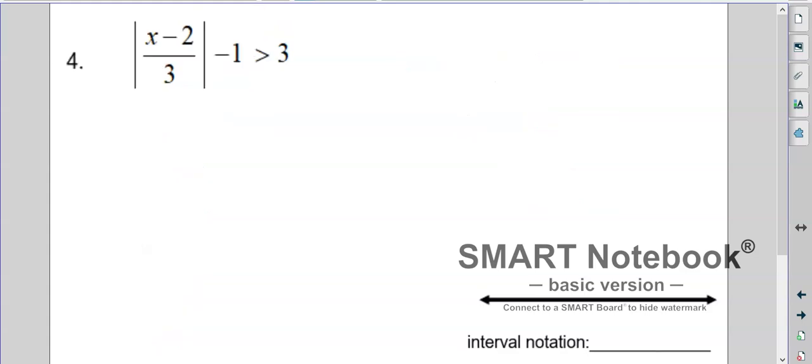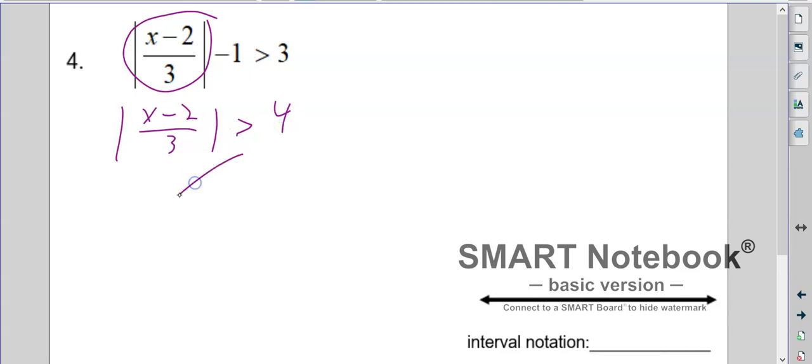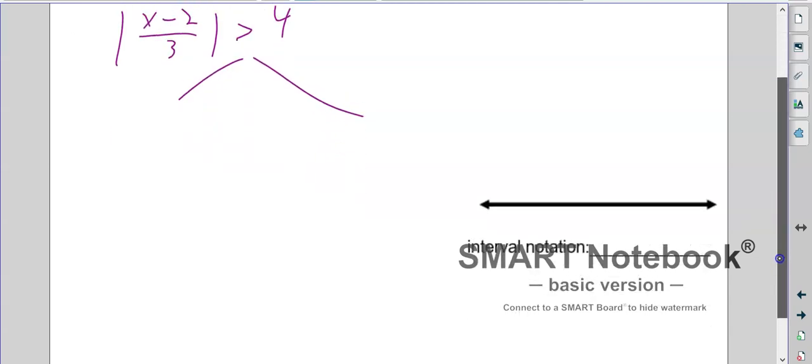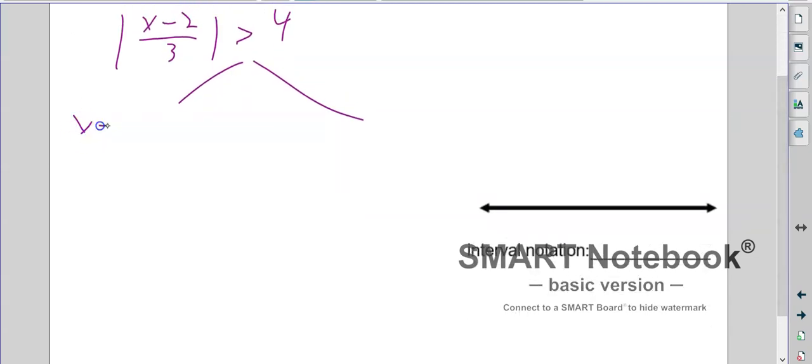All right, this one, a little bit more work. Again, we have to get this by itself. So the first thing we're going to do is get rid of the 1 by addition. So we're going to keep this big old mess in the absolute value bars, all of it, greater than 3 plus 1 is 4. Now, we're ready to go. The absolute value is by itself, but we have a little bit of work to do because there's a lot going on here. So we have x minus 2 divided by 3 is greater than 4.